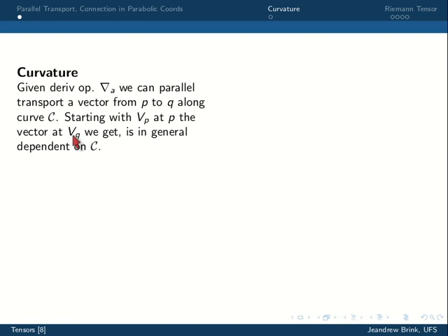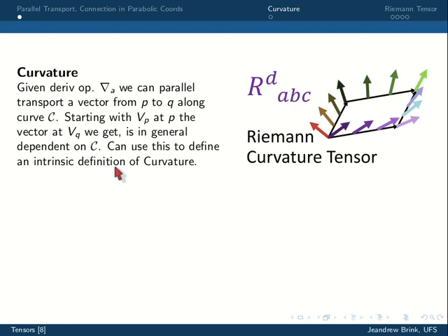For example, if you were to take a curve around a sphere, you could take one curve and transport the vector right back along the equator, and then you might get the same vector back. But if you take the curve and transport it up to the pole, transport it down, and then transport it back, you would not get the same vector back. So how your vector is parallel transported is dependent on the curve. And we can use this to define an intrinsic definition of curvature. So let's have a look at this.